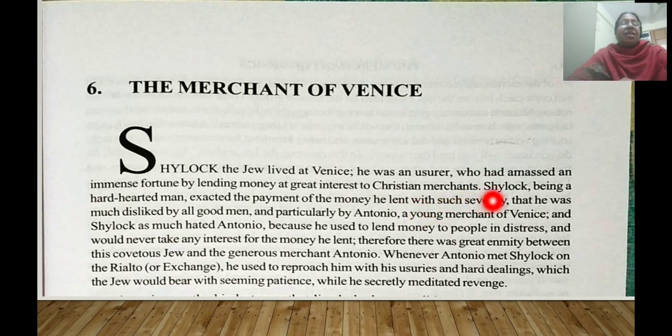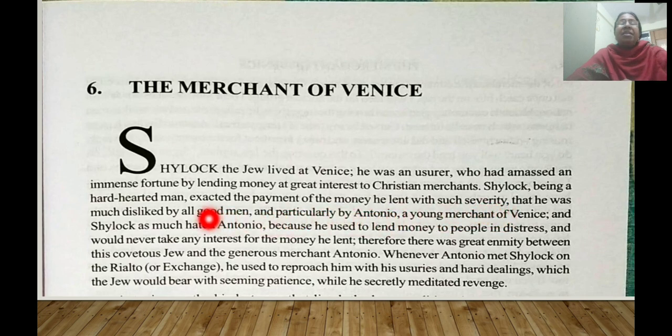So Shylock, being a hard-hearted man, exacted the payment of the money he lent with such severity that he was much disliked by all good men, and particularly by Antonio, a young merchant of Venice, and Shylock as much hated Antonio because he used to lend money to people in distress and would never take any interest for the money he lent. So let's go back to this line once again.